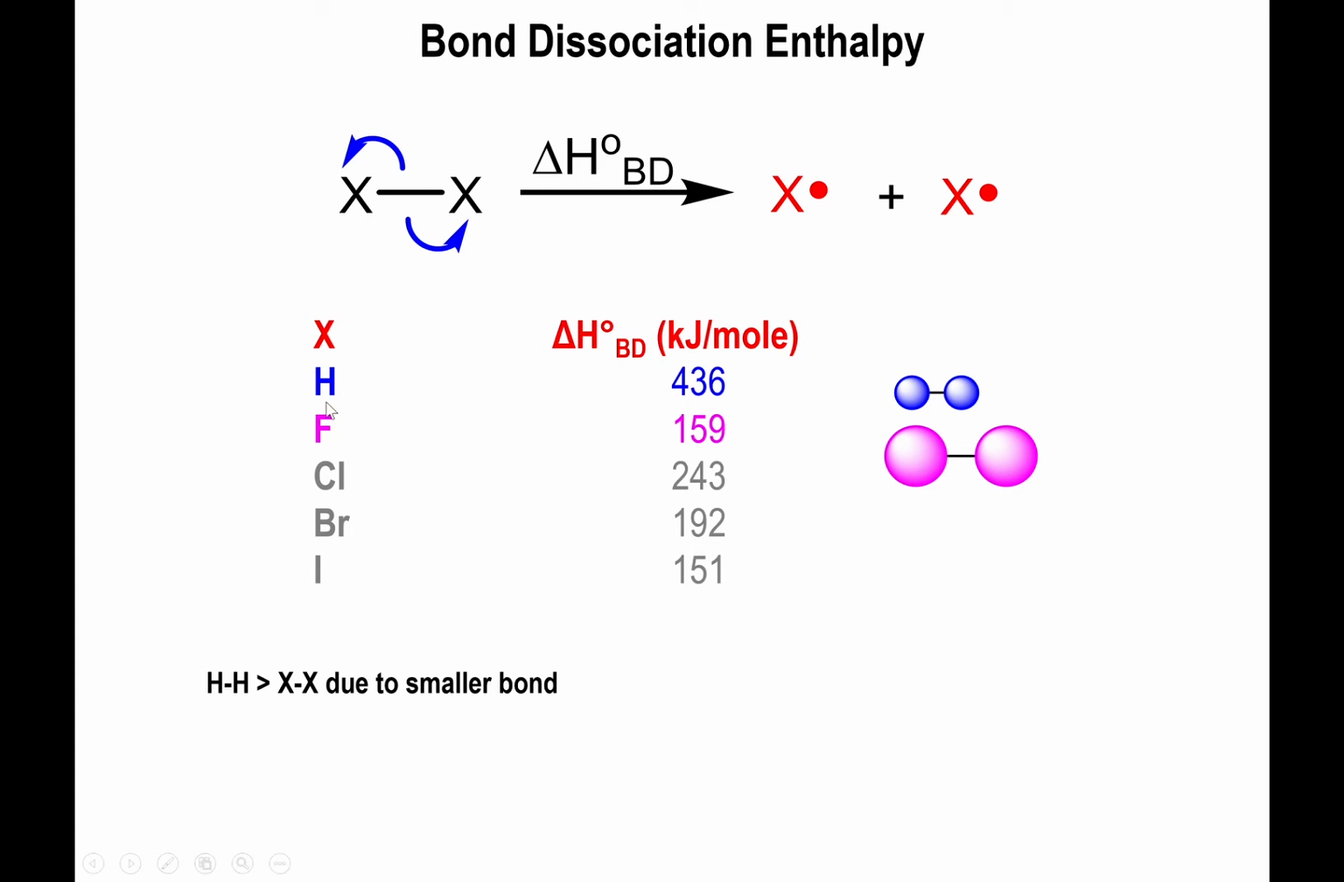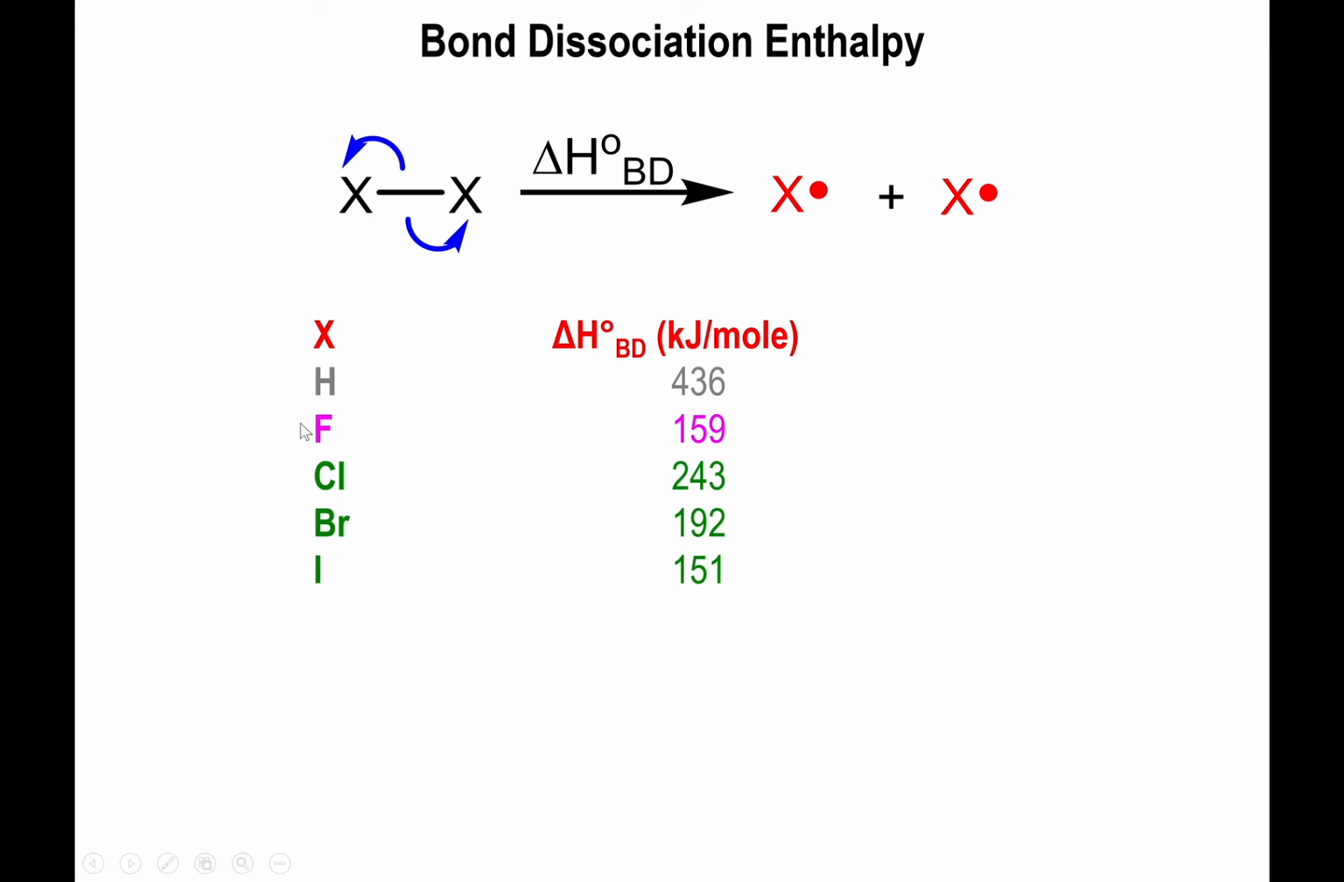So just because the hydrogen-hydrogen bond is smaller than any of the halogen-halogen bonds automatically makes this a stronger bond and a more difficult bond to break. All right, now with that premise, you would think, well, fluorine is smaller than chlorine, chlorine is smaller than bromine, bromine is smaller than iodine.